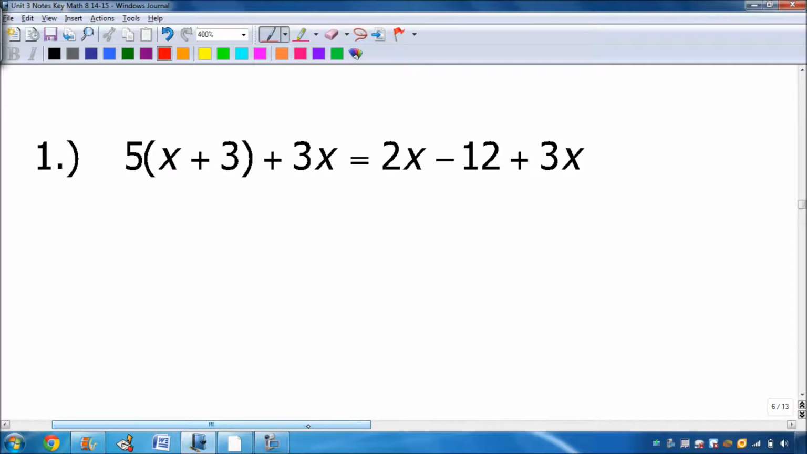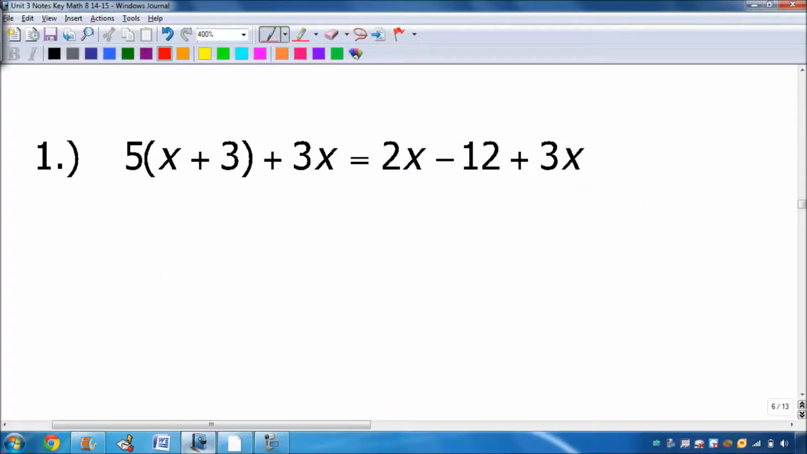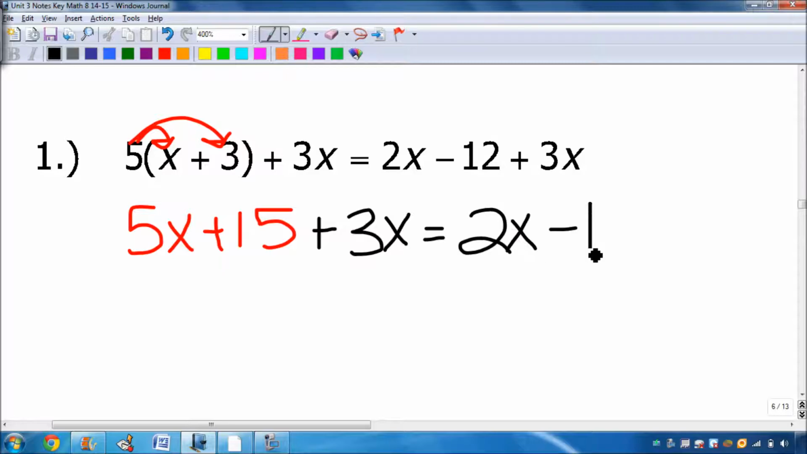So let's follow our flowchart. The first thing it says is, are there parentheses? So right here, are there parentheses? Absolutely. So the answer is yes. We go to what we should do. It says that we should distribute. So let's go ahead and do that. So I'm going to go through and I'm going to distribute this 5 on the outside through. Okay? So I end up getting 5x plus 15. And then I just copy the rest of the equation down. Again, do not forget this step of actually copying the rest of the equation down.